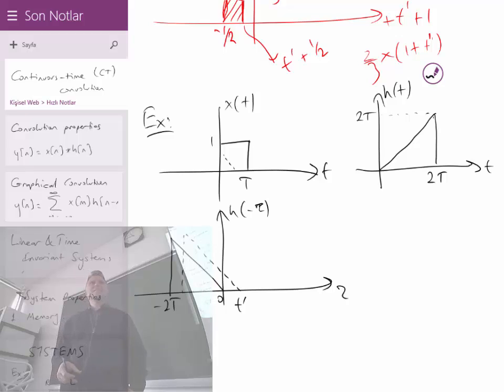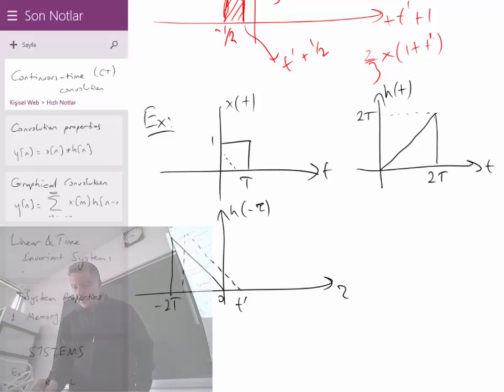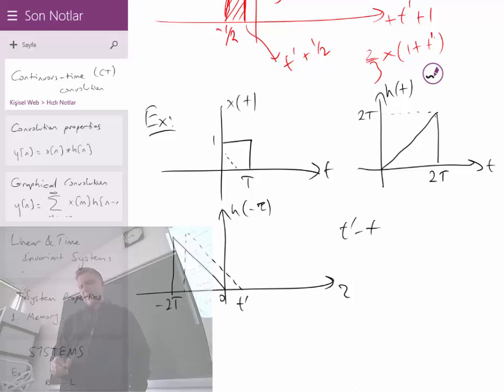Can you? What is the formula for this line? Yes, it's a line. What is it? It's t prime minus t or something like that on the t-axis. Yeah, minus t is the function, and I'm adding t prime to that, so it is pushed upwards by an amount of t prime. So this is the line formula here, and that line formula only intersects with this rectangular region from 0 to t between 0 to t prime.